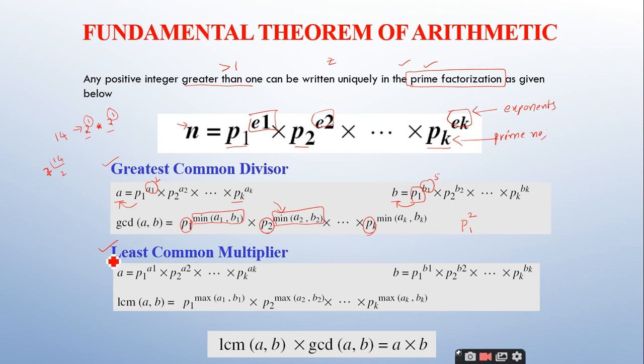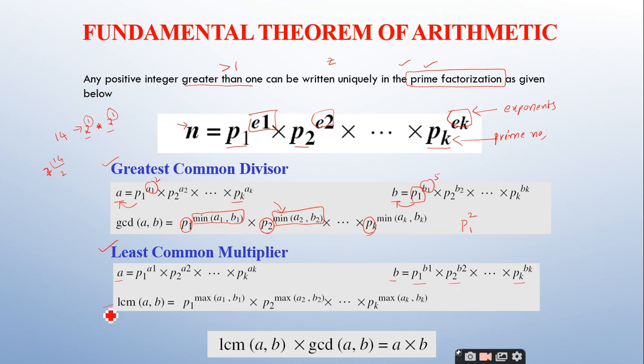Another application where we can use this factorization technique is to find the least common multiple, LCM, of two numbers. Here also I take the same numbers A and B, where A is expressed as the product of prime numbers such as P1 power A1, P2 power A2 and so on, Pk power Ak. Similarly, B is expressed as P1 power B1, P2 power B2 and so on, Pk power Bk.